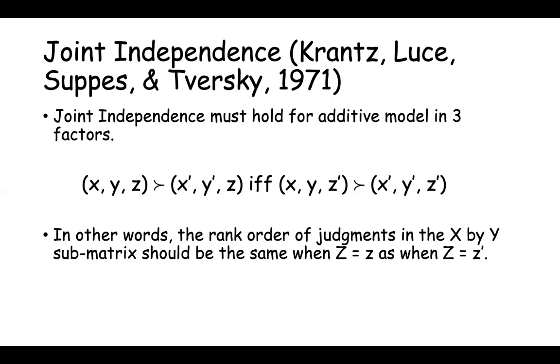Now, another argument is called joint independence, which says that if you have 3 factors, so far what I've been talking about is what you can do with 2 factors. With a 3rd factor, it should be the case that, if you have 3 factors, call them capital X, Y, and Z, the rank order within the XY submatrix should be the same for each level of Z. If you think of this as a rectangular solid with pages, a different-page two-way factorial design. In other words, if X, Y, Z is preferred to X prime, Y prime, Z, notice Z is the same here, and so we're looking at the ranking of X, Y versus X prime, Y prime. That should hold if and only if X, Y is preferred to X prime, Y prime when Z is changed to Z prime. In other words, the rank order of judgments in the X by Y submatrix should be the same whether capital Z is equal to Z or Z prime.